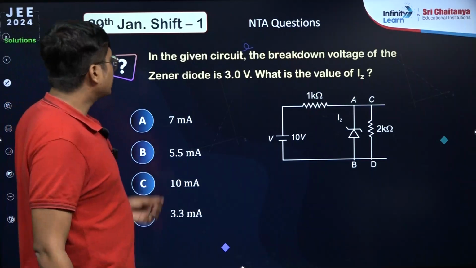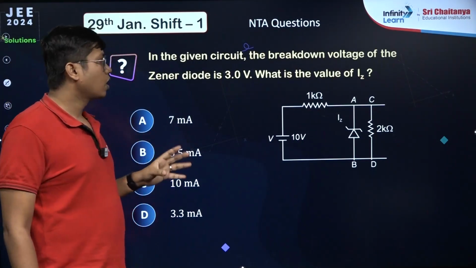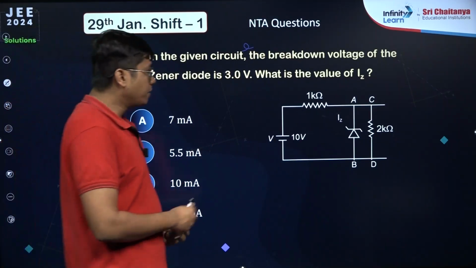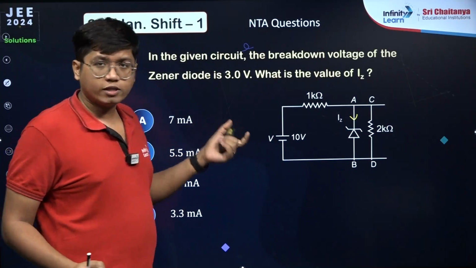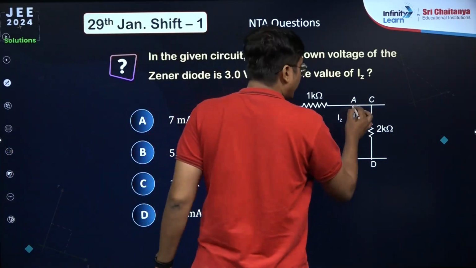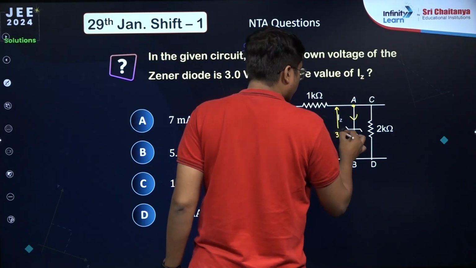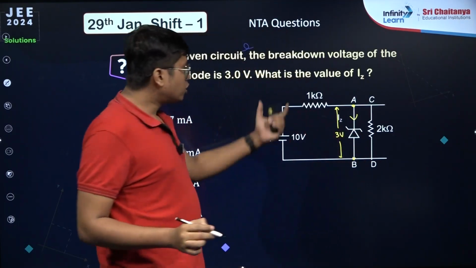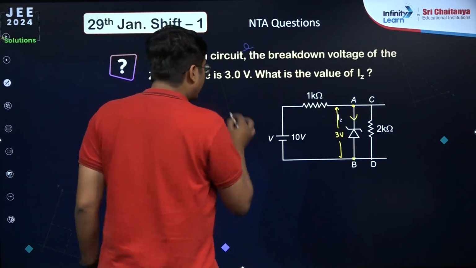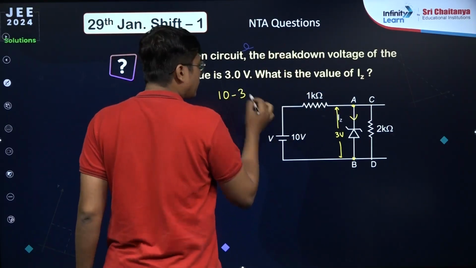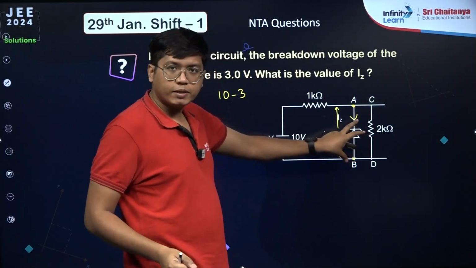Next question here says, in the given circuit, the breakdown voltage of the Zener diode is 3 volts. What is the value of IZ? IZ being the current that flows through here. Now, if the breakdown voltage is 3 volts, that means the Zener diode maintains the potential difference between these 2 points at 3 volts. Which means the voltage available across this 1 kilo ohm resistor is 10 minus 3 volts, because 3 volts is going across the Zener.